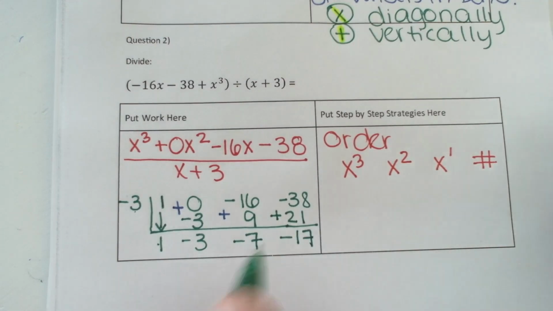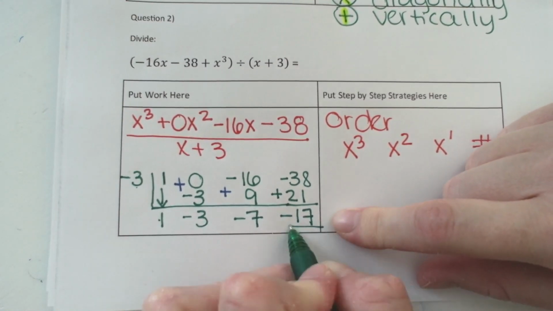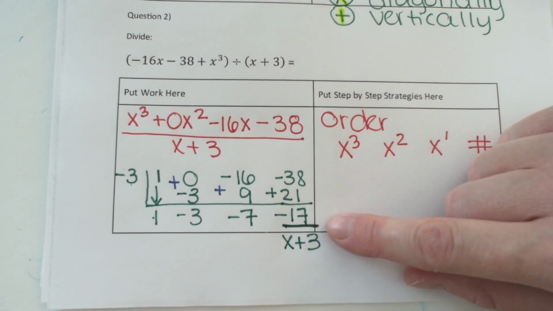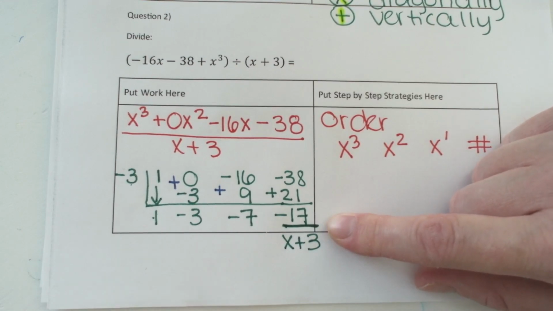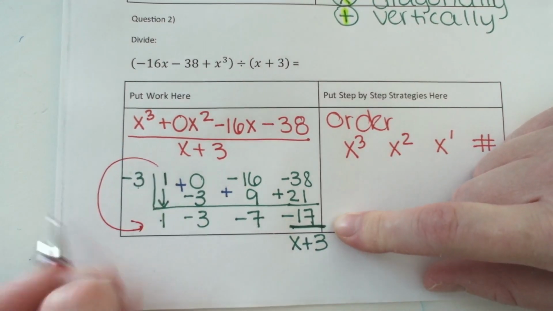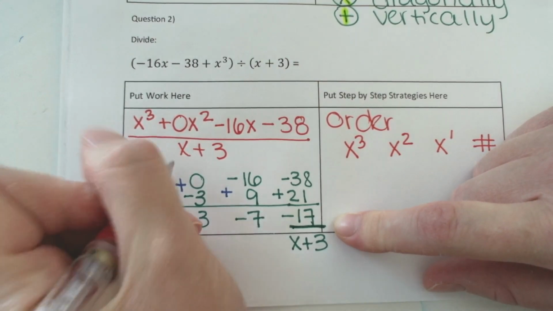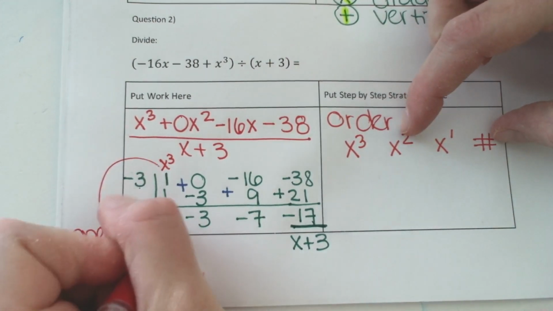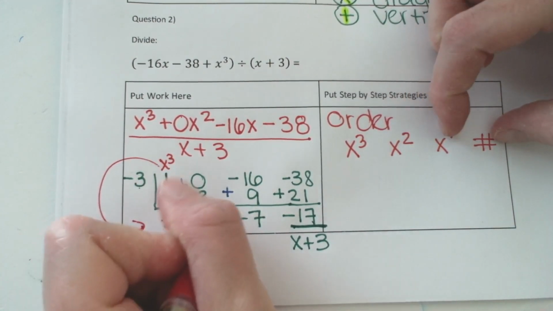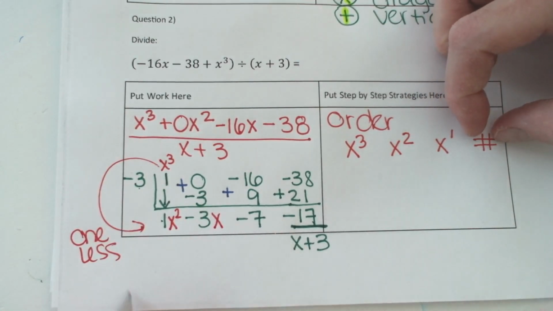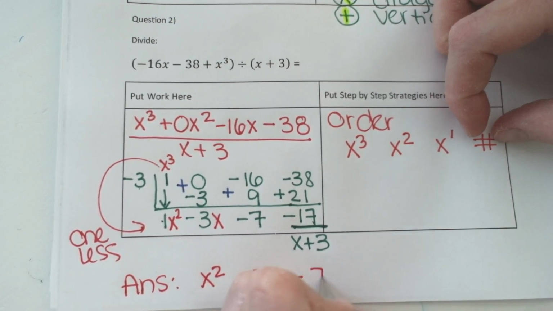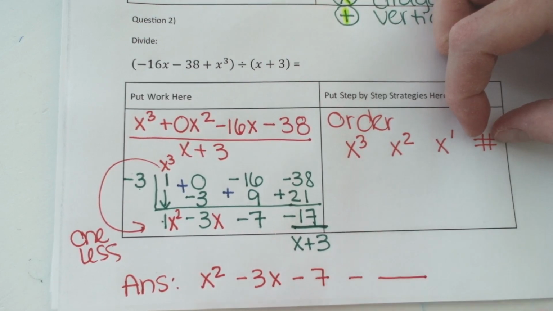Now remember, this last number is your remainder, so that always goes over the original denominator. And then these guys are going to be one less of what you started with. So I started with x cubed. So that means that I'm going to be using x squared and then x and then our constant. So our answer is going to look like x squared minus 3x minus 7 minus 17 over x plus 3.